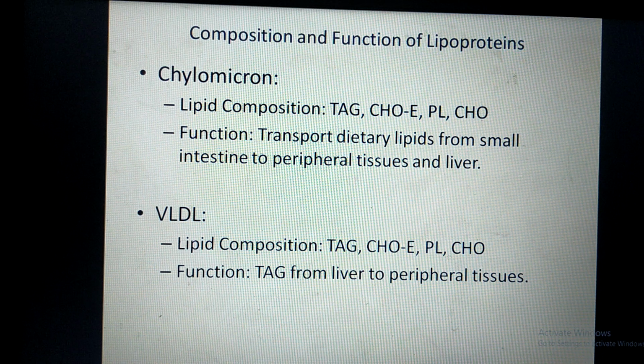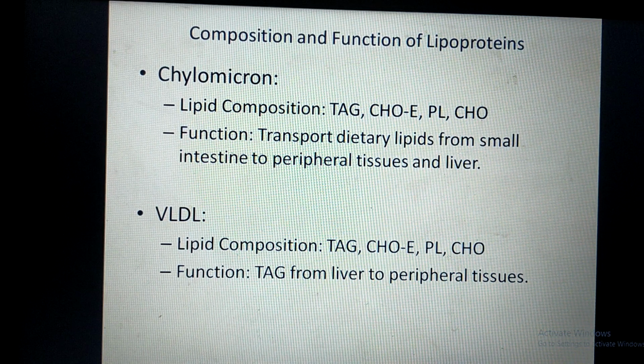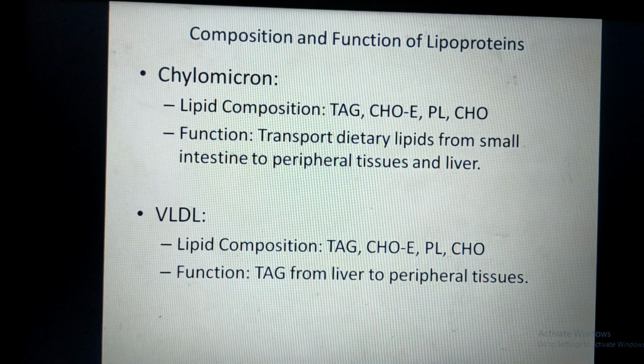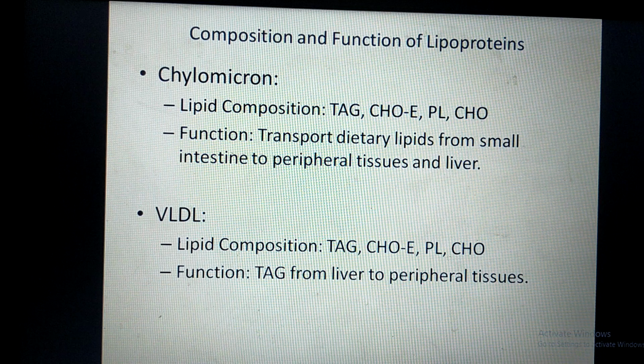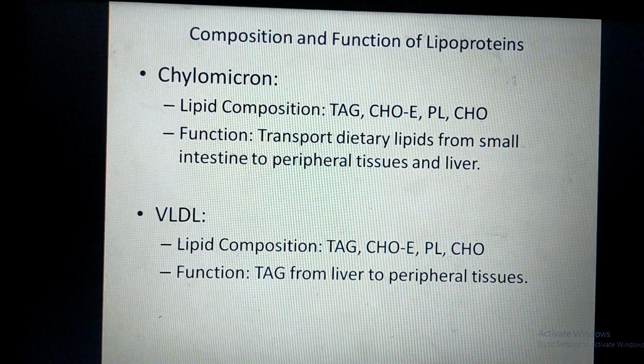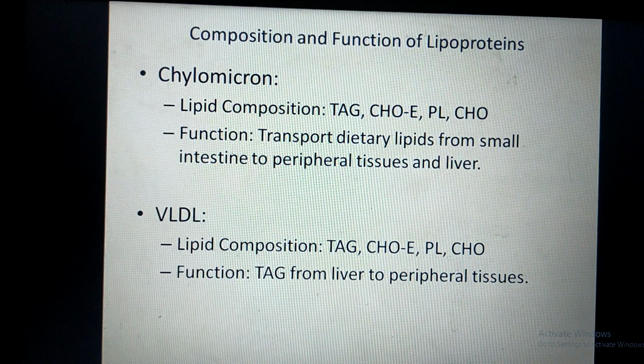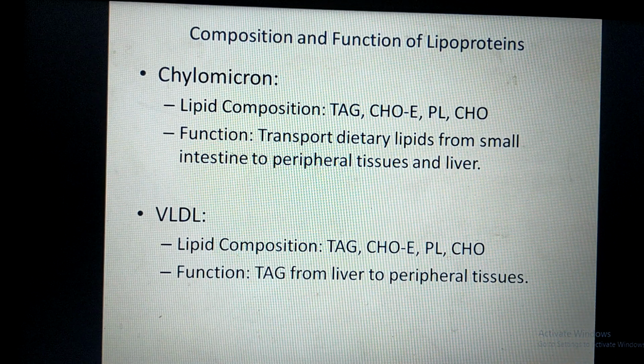Next to chylomicron is VLDL, very low density lipoprotein. The lipid composition is similar to chylomicron. It is also rich in triacylglycerol followed by cholesterol ester, phospholipids and free cholesterol. So chylomicron and VLDL are rich in triacylglycerol. VLDL is synthesized by the liver to transport the triglycerides synthesized in the liver to the peripheral tissue. It also contains cholesterol at the inner core.